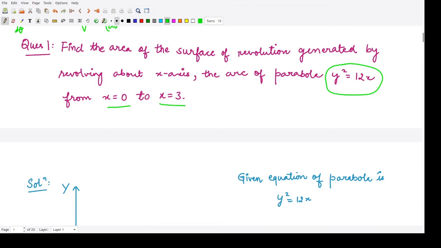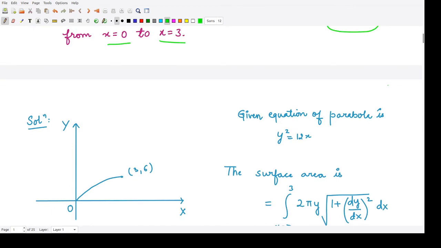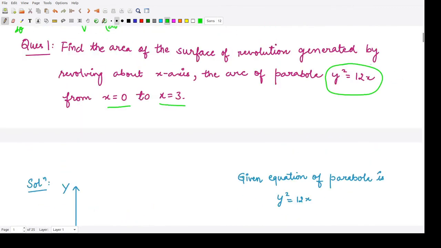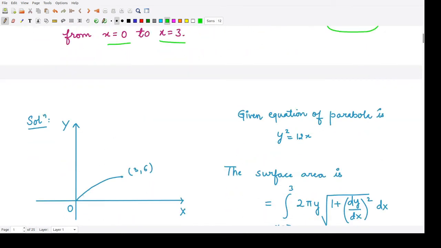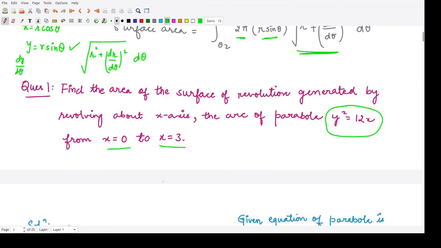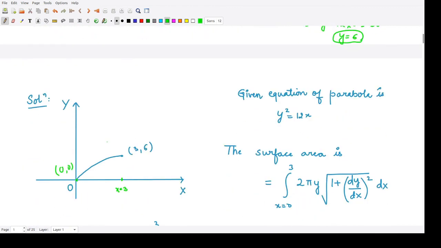Firstly, we'll visualize what this is. This is a parabola, right? This is a right-handed parabola, and we are to calculate the surface area of revolution from the point 0 to 3. So this is the point 0, 0, and this is the point x is equal to 3. Whenever you have the value of x is equal to 3, what is the value of y? y square would be 12 into 3, so that would be 36. So in effect y would be 6. So the point we obtained is 3, 6.